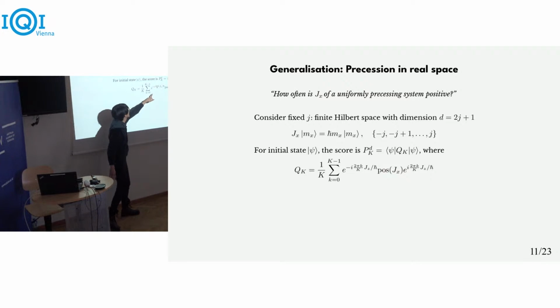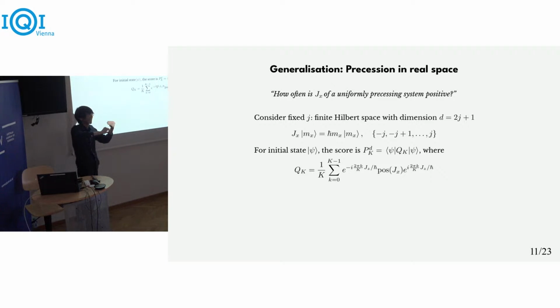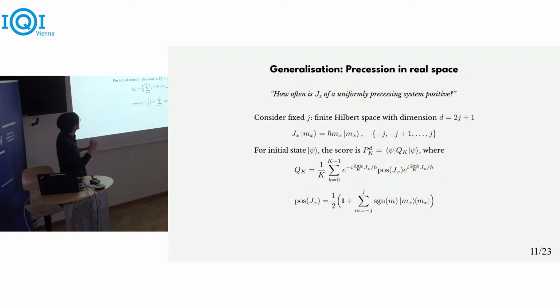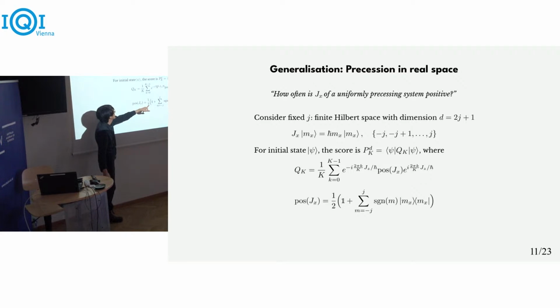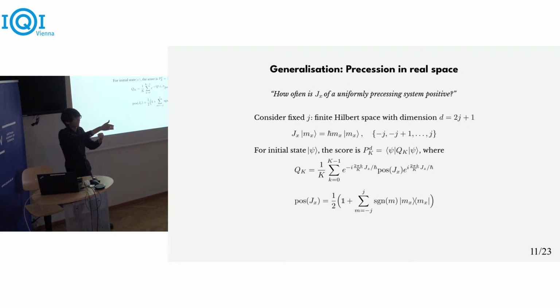These are just the time evolution operators that evolve the k different times, and this is just an average over them. And so pos Jx here is defined in this way. If you check, you put in a ket of any eigenstate of Jx, you'll get 1 if it is positive and 0 if it is negative. So this is the operator where you take the expectation value, and it gives you the quantum score.